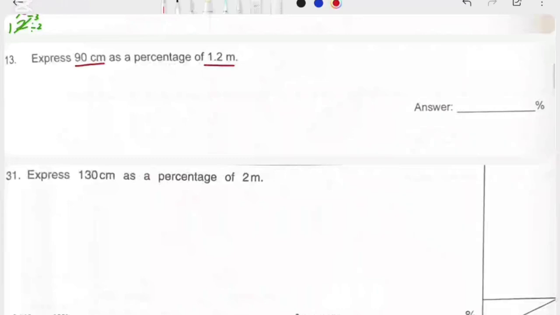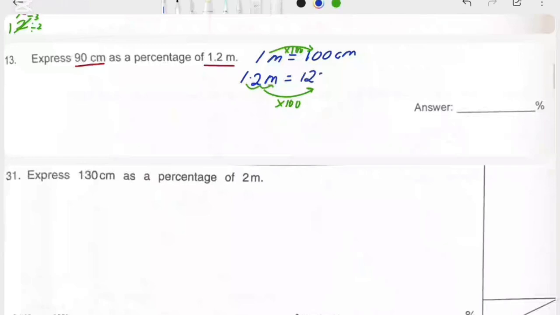Express 90 centimeters as a percentage of 1.2 meters. 90 centimeters and 1.2 meters, they're in different units. So let's first convert 1.2 meters into centimeters. Let's recall the conversion rate between meters and centimeters. 1 meter is equal to 100 centimeters. From 1 to 100, the multiplier is times 100. So 1.2 times 100, you just need to move the decimal point 2 steps to the right. 1.2 meters is equal to 120 centimeters.